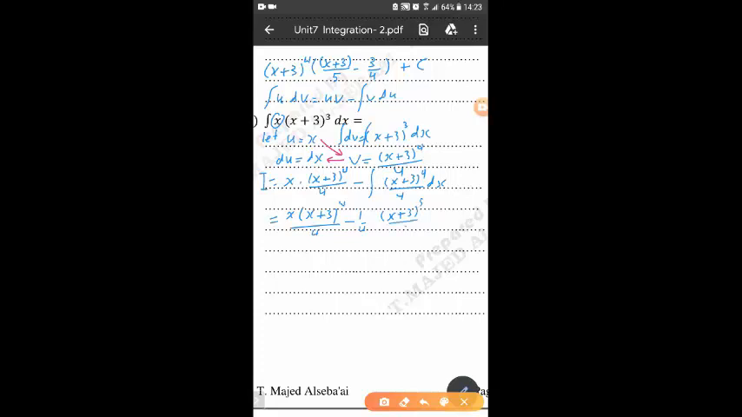There is a problem in the program, I don't know why. Plus c.